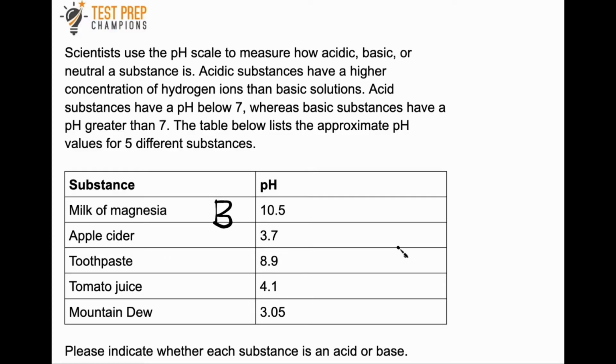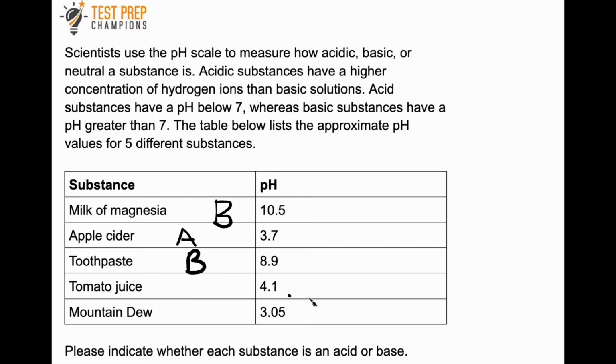So apple cider, is apple cider an acid or a base? Well, if it's less than 7, it's an acid. So 3.7 is less than 7. So I'm going to put an A here for acid. Now what about toothpaste? So toothpaste has a pH of 8.9. That's greater than 7, so this is a base.